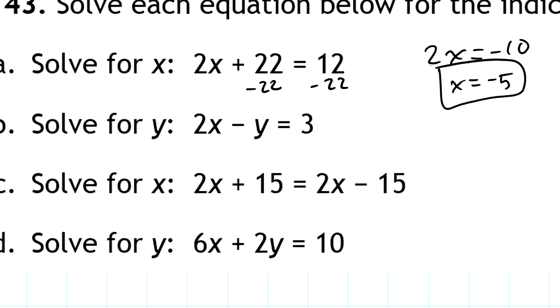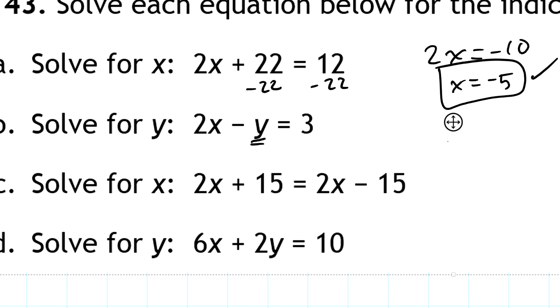So if I plug that into the top equation, 2 times negative 5 is negative 10. And negative 10 plus 22 is positive 12. So that's the solution. That's what x is. Now let's solve the next equation for y. Okay, let me rewrite this over here.